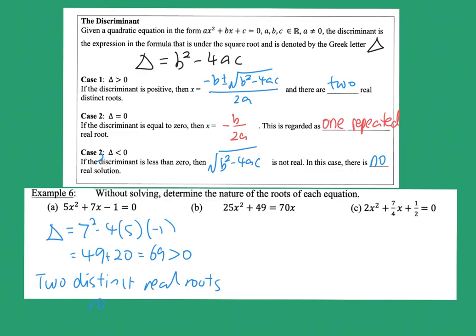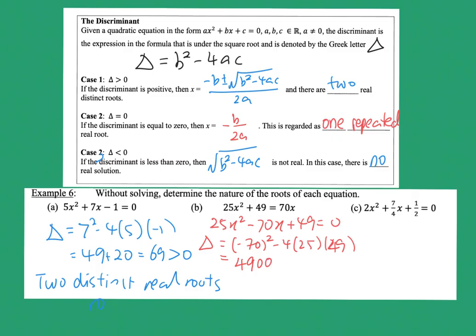For part B, 25x squared plus 49 equals -70x. Don't forget to rearrange it to get the general form. So 25x squared plus 70x plus 49 is equal to 0. So the discriminant is equal to -70 squared minus 4 times 25 times 49. This is equal to 4900 minus 4900, and you get 0. So I can say that there is one repeated real root.